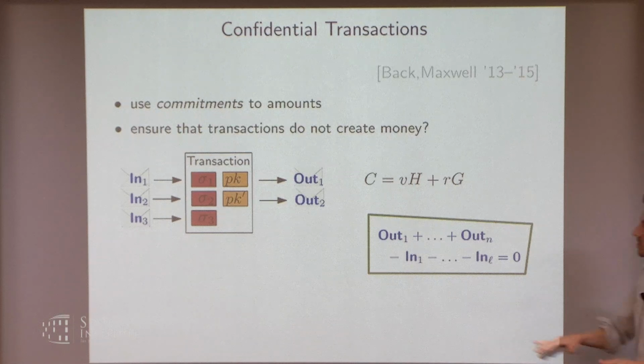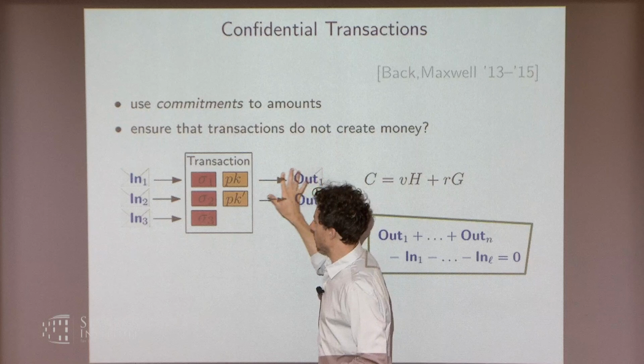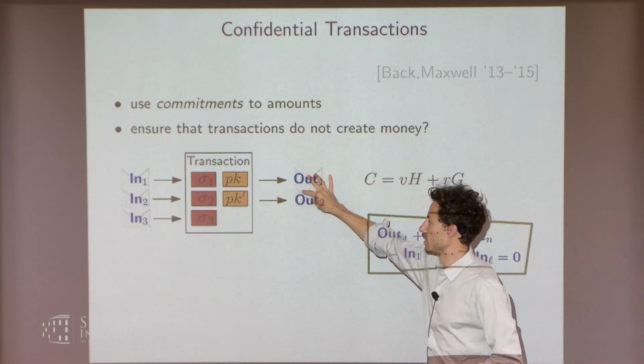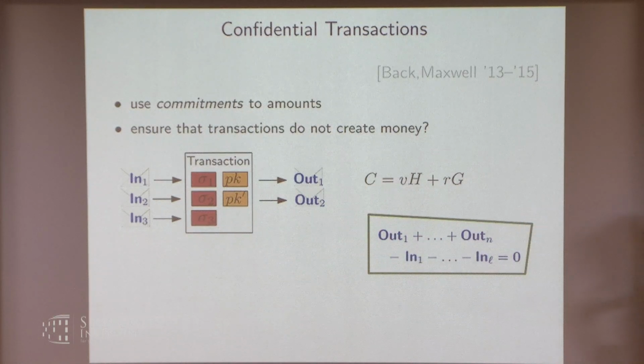Remember, the problem with hiding the amounts is that you need some mechanism that ensures that whatever comes out of a transaction, the money that you can spend afterwards, shouldn't be greater than what you put in. And the idea, as I mentioned on the slide before, is that these homomorphic commitments allow you, instead of taking the values, summing the inputs and the outputs and checking whether they're the same, to just do the same thing with the commitments. Because they're homomorphic, this works. And because they're binding, this is secure.